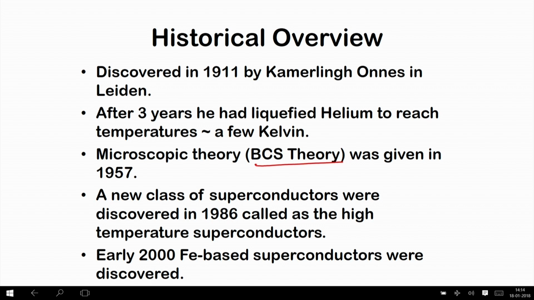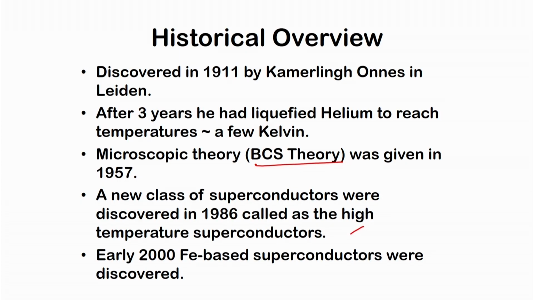By the way, Kamerlingh Onnes saw superconductivity in ultra clean mercury samples, which showed a sudden drop in resistivity below a certain temperature, within a very small narrow temperature range. The high temperature superconductors came around 1986, and then in the early 2000s there were other superconductors which are based on iron.